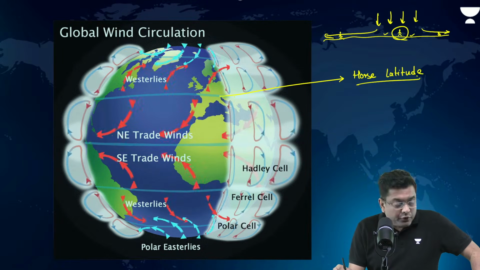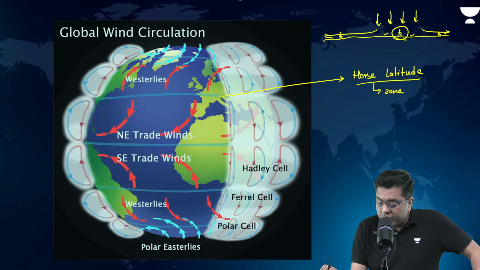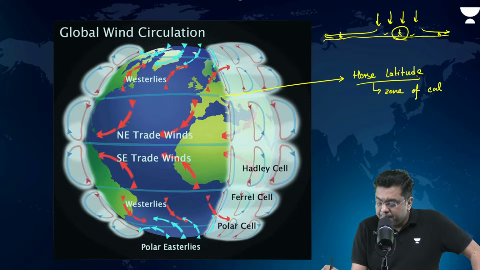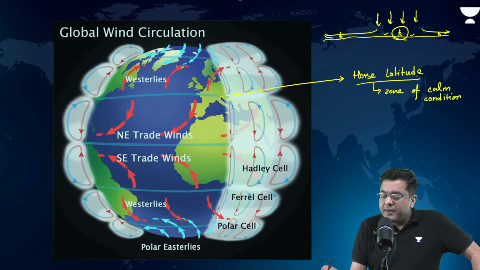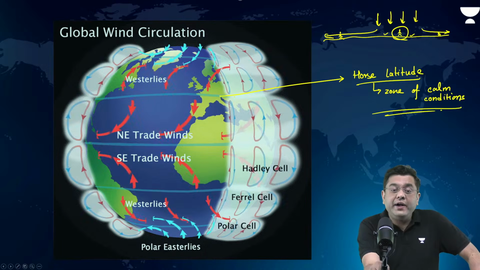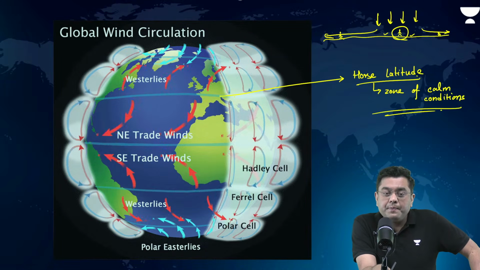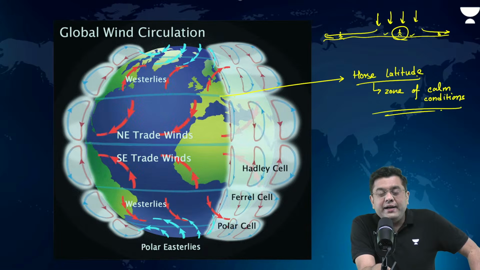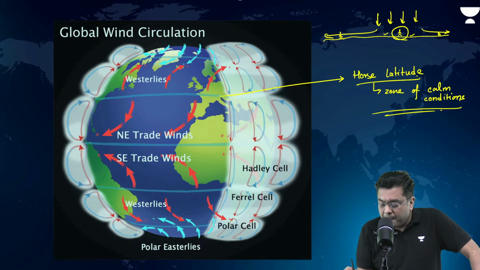Okay, it is a zone of calm conditions. Now these winds, they move all across the planet. That is why they are known as permanent winds. That is why they are known as planetary winds. At the region of the equator, again you have a zone of calm. This is known as a doldrum.